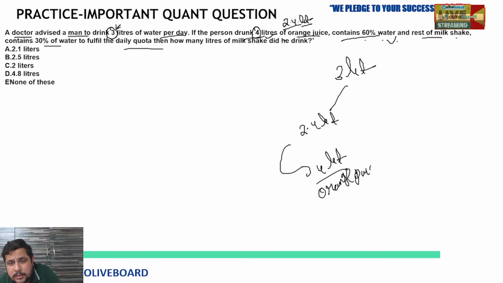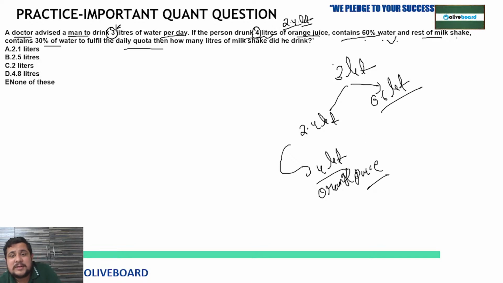Clear or not? Tell me. Now, rest thing is what? 0.6 liter. Is this clear? Rest amount is 0.6 liter. So that he will consume through what? Rest of the milkshake, from milkshake. So 30% of water, right? Milkshake contains how much water? 30%. So 30% of the quantity of milkshake, that is MS we are taking here, equals to how much? 0.6 liter.